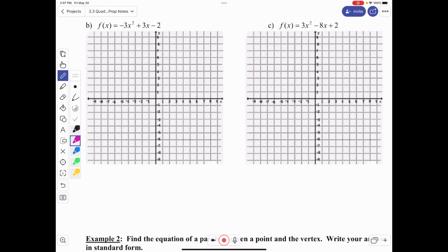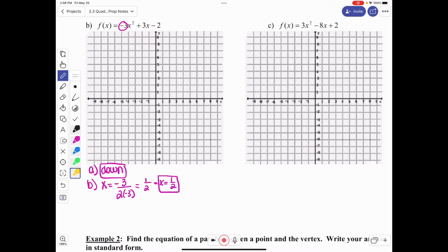All right, so for B, we can see here that we have a negative with the x squared, so that means it is going to open down. For part B, our axis of symmetry, x equals negative b over 2 times a, where b is 3, so I have a negative and I'm plugging in a 3 over 2 times a, and a is negative 3. And so that's going to simplify into a positive 1/2. So I'm just going to write that as x equals 1/2.